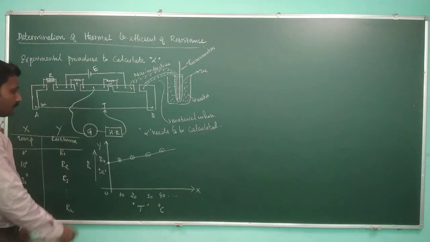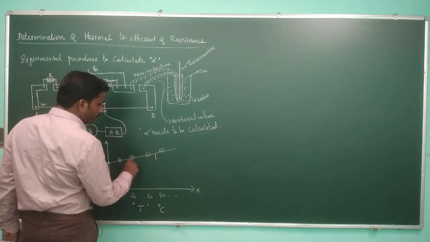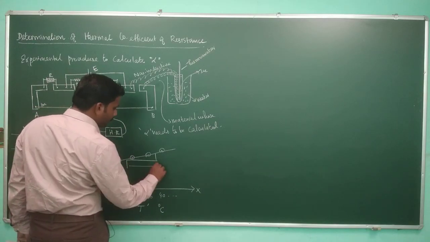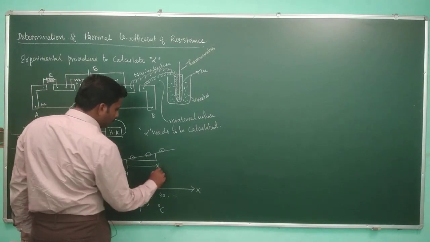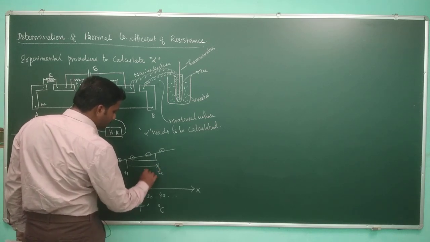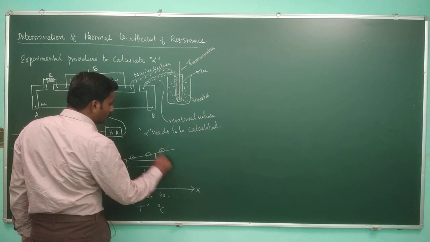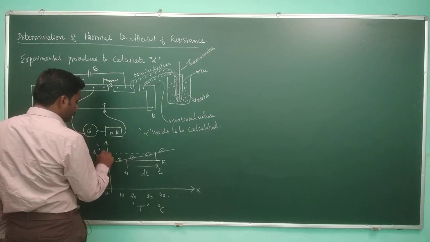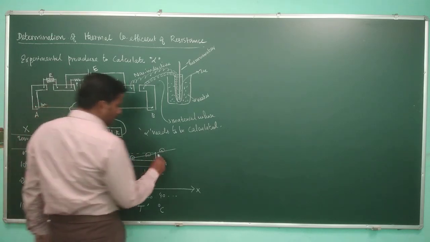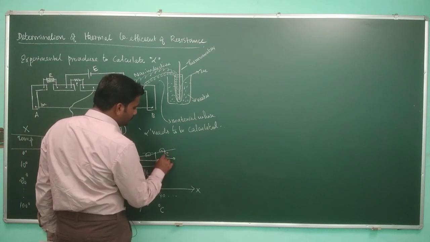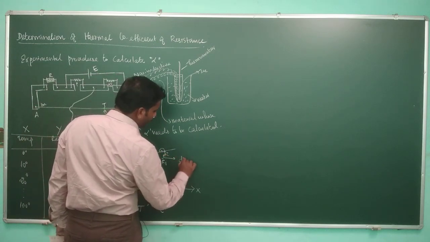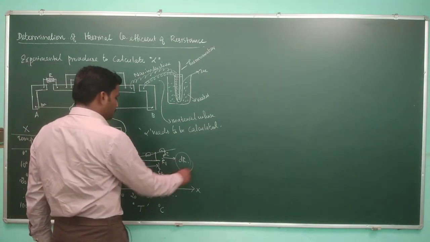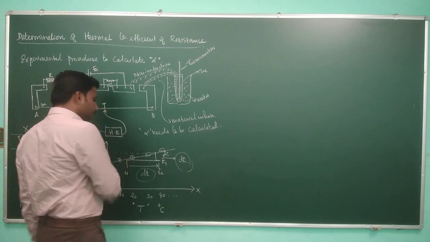Okay. Now if you want to calculate the slope, you can calculate it like this. Here the temperature is changing. This is T1, T2, and the difference is dT. And here this is R1, you can connect over here. This is R2, this is R1. So the difference between R1 and R2 is nothing but dR. Okay.